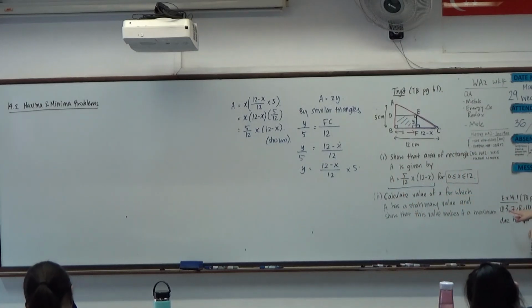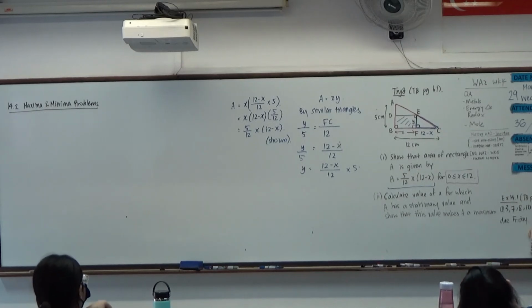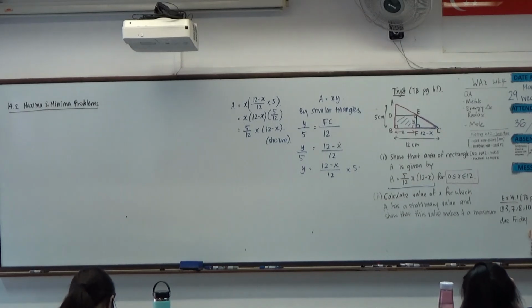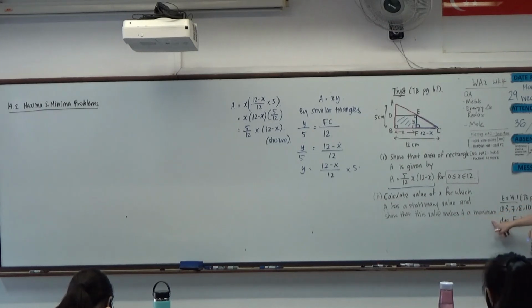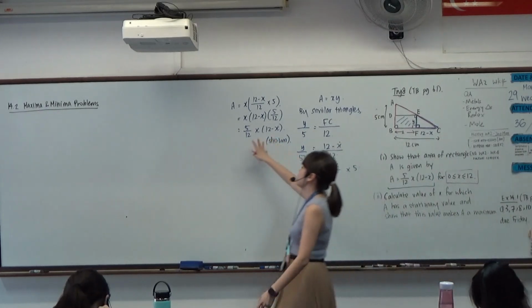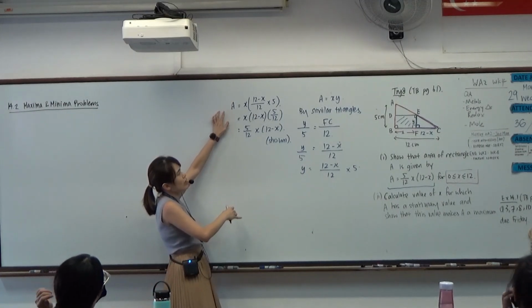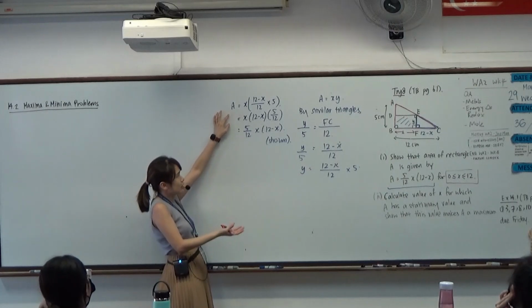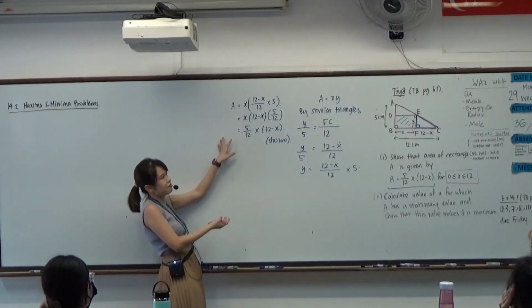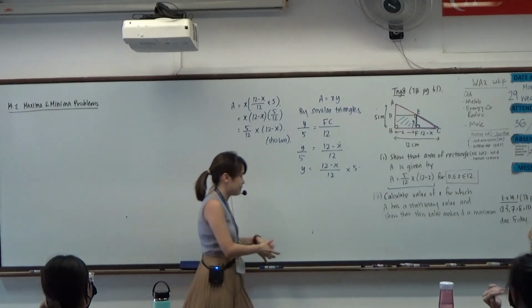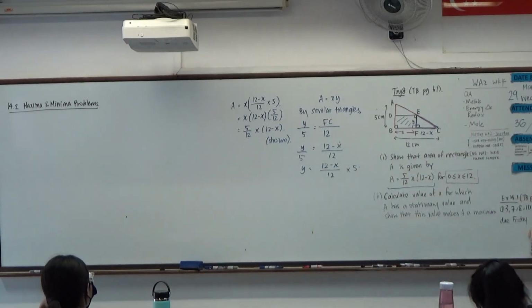Looking at part 2, we want to calculate the value of x for which A has a stationary value and show that this value of x actually makes A the maximum. So likewise, as per previously, we want A to be maximum, so A is also a stationary value. So we can find the first derivative to allow us to find out what the value of x is. Then after that we use the second derivative test to prove that it makes A become maximum.